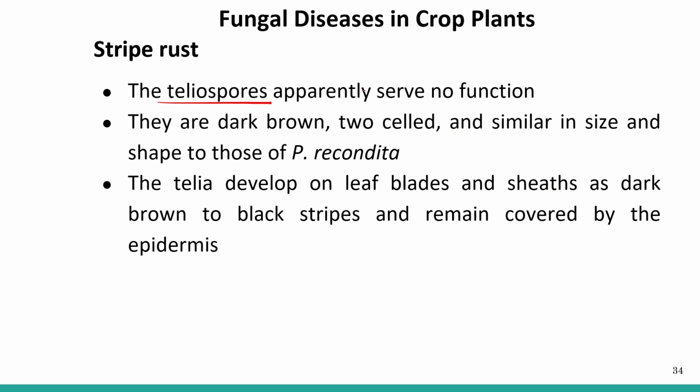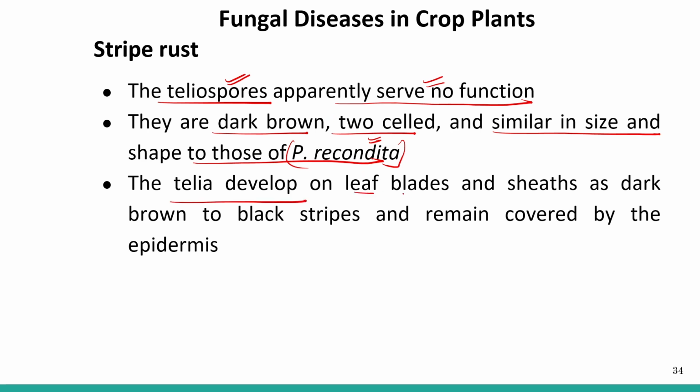The teliospores apparently serve no function. They are dark brown, two-celled and similar in size and shape to those of Puccinia recondita. So what we have seen in the case of Puccinia recondita, a similar type of teliospores is present in the stripe rust case. The telia develop on the leaf blades and sheaths as dark brown to black stripes and remain covered by the epidermis. So they are not exposed, they are again covered by the epidermis region.